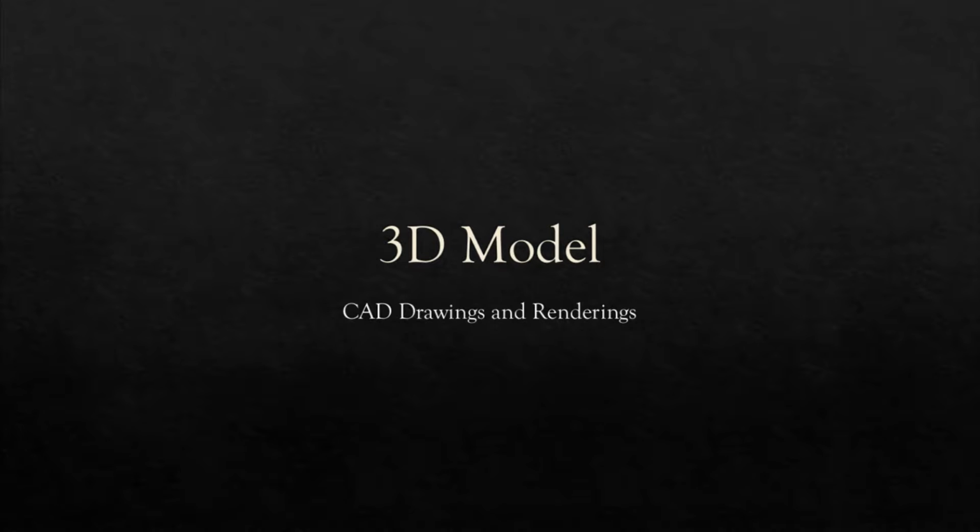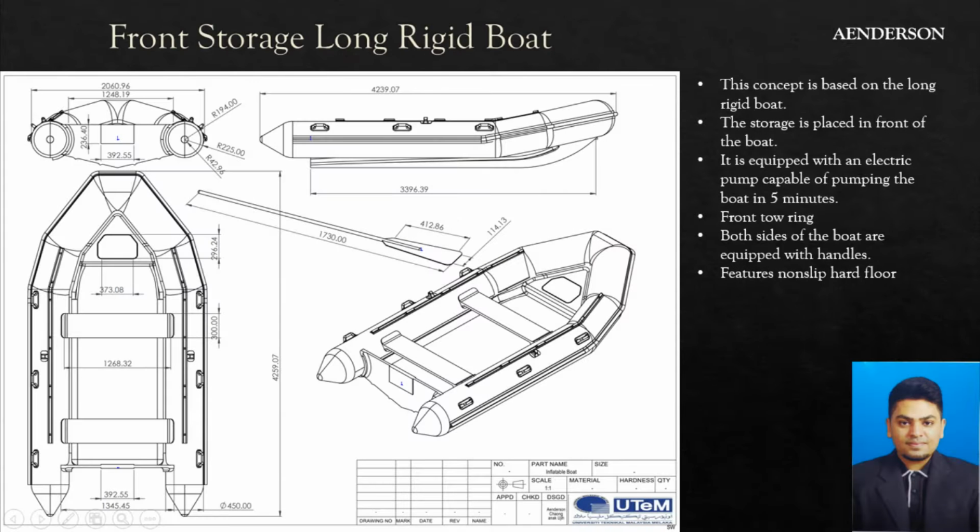For the 3D CAD model section of this presentation, a total of 2 models will be displayed and explained, one for each group member. Let's start with the first one, made by our group member Aenderson. This model is named Front Storage Long Rigid Boat. This concept is based on a long rigid boat. The storage is placed in front of the boat.